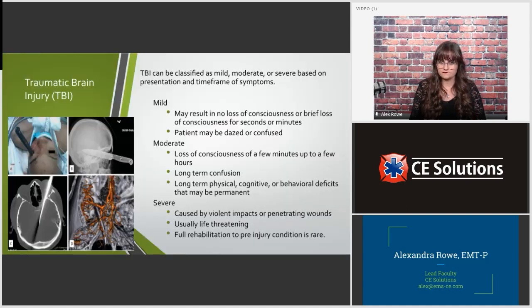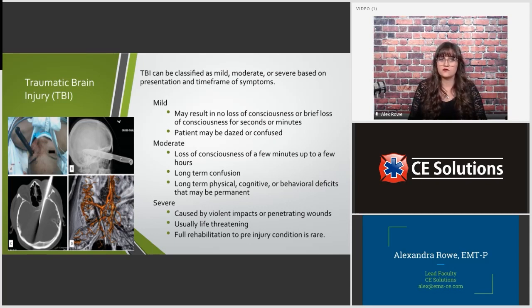Traumatic brain injuries can be classified as either mild, moderate, or severe. It's mainly based on their presentation. Think about the time frame of when the injury happened, and then their signs and symptoms, right? So mild, they may just be a little confused, maybe a little taken aback, but there's usually no loss of consciousness. If there is a loss of consciousness, it might be for a few seconds or up to maybe a few minutes, but usually they say, no, I don't think I lost consciousness. Some people may say, I'm not 100% sure if I did. I might have. And that's when their passenger or somebody may say, yeah, you did lose consciousness for about 30 seconds or so.